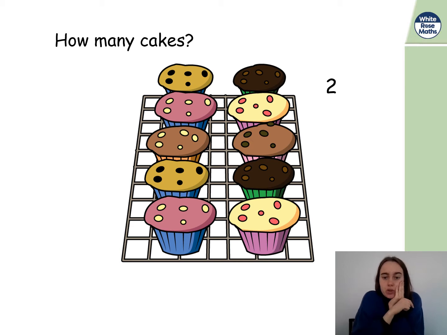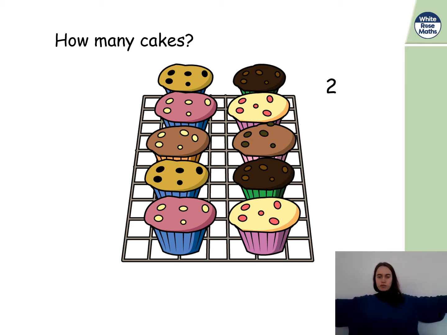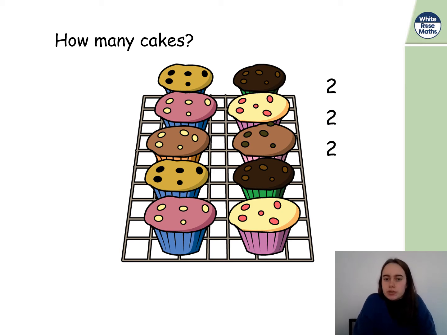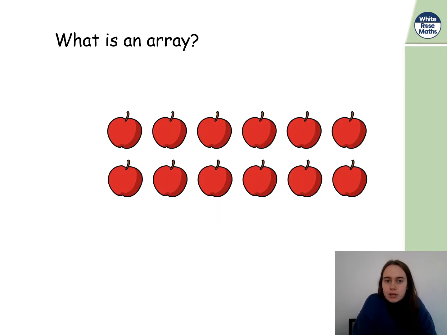So we have got 2 in each row. Remember, a row goes across, so we've got 2, 2, 2, 2. How many do we have in each column? Remember, that's going up and down. We've got 5 and 5. So this is what an array is. It is a picture that can help us, that will have rows and columns with equal amount of things in.